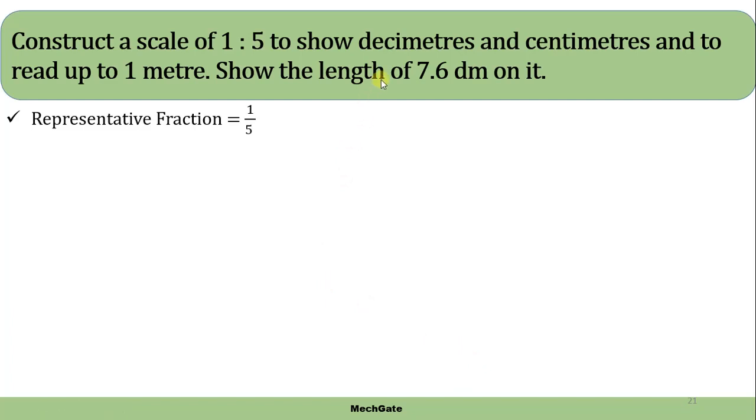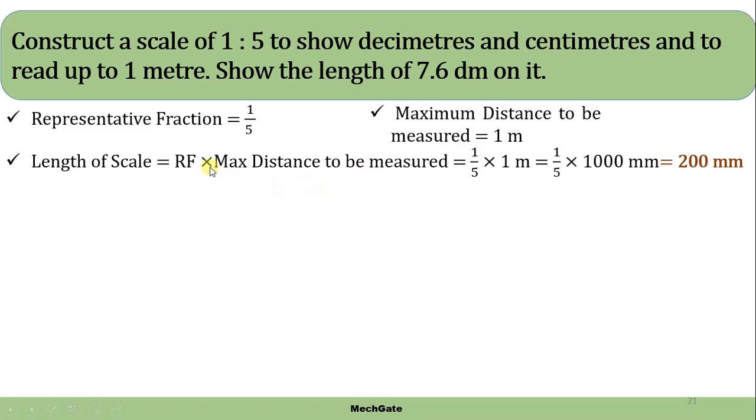So we know the relationship between decimeter and centimeter. 1 decimeter is equivalent to 10 centimeter, isn't it? And the maximum distance to be measured is 1 meter. So 1 meter is equivalent to 10 decimeter, isn't it? So the length of scale we can find is equal to RF into maximum distance to be measured. So we will get our length of scale is equivalent to 200 millimeter.